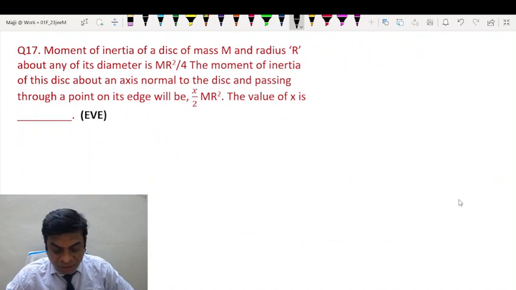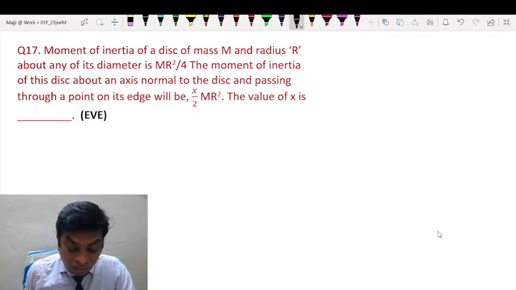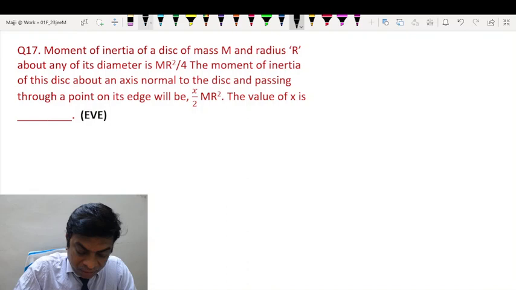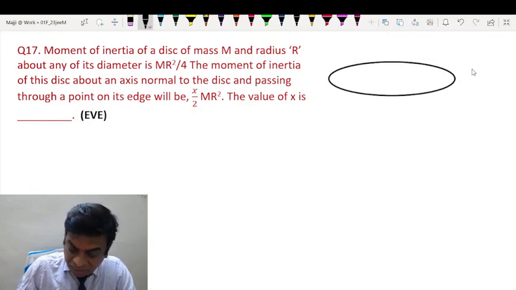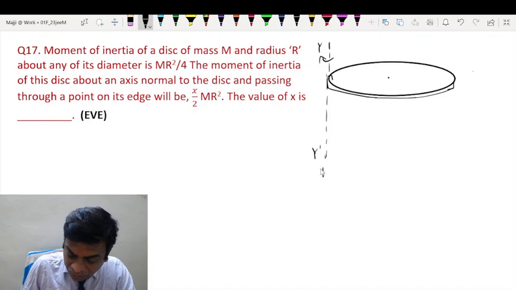Moment of inertia of a disk of mass m and radius r about any of its diameter is m r square by 4. Moment of inertia of this disk about an axis normal to the disk and passing through a point on its edge. So let us draw the diagram to understand properly what is happening there. So this is a disk, you can see, students, and the axis is perpendicular to the plane and it passes through the edge. So let us mark this axis as y dash. So we have to find I about y dash.